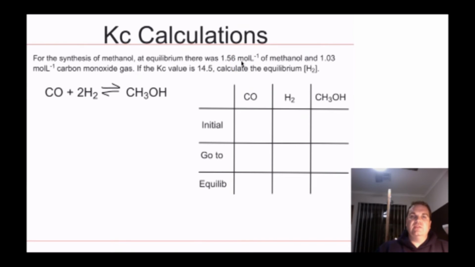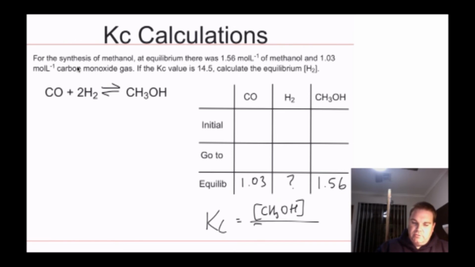Okay, so in this one it says at equilibrium there was 1.56 moles per litre of methanol and 1.03 moles per litre of carbon monoxide. What we are trying to calculate is this value here, the concentration of our H2. So Kc is the concentration of our methanol over the concentration of our carbon monoxide times the concentration of hydrogen squared. Okay, so we're going to use that and rearrange it.